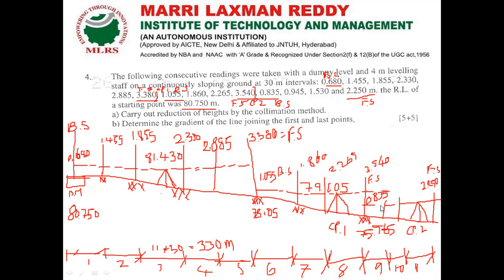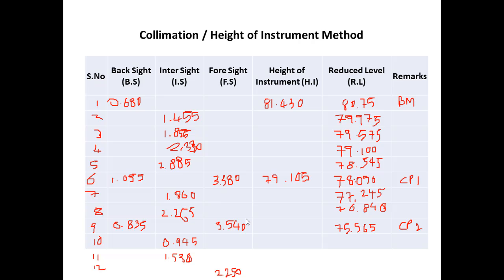So now the height of instrument for the CP2 is 75.565 plus 0.835 gives the answer of 76.4. So 76.4 is the height of instrument. Now if I need the answer for this RL, this 76.4 minus the corresponding intermediate and foresight readings I have to give. So 76.4 is the height of instrument for the position of CP2.